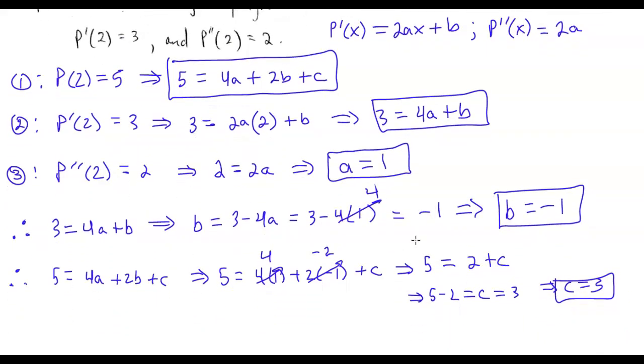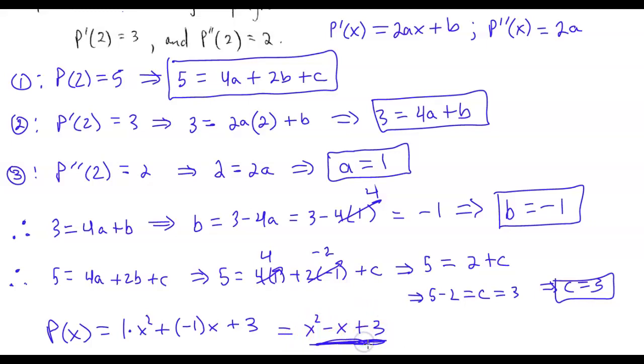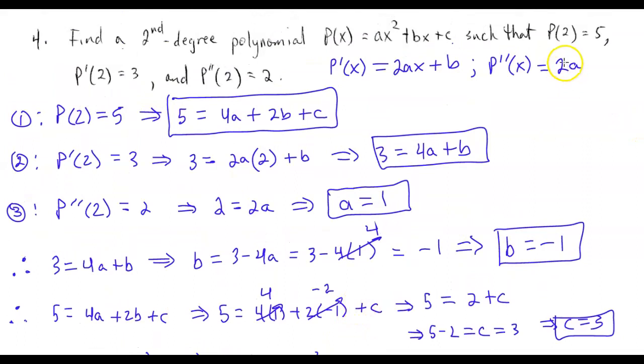So we know here that our final answer is that our function p of x is going to be a, which is 1, x squared, plus b, which is negative 1x, plus c, which is 3, which just ends up being x squared minus x plus 3. So this particular quadratic polynomial will have all three of these properties.